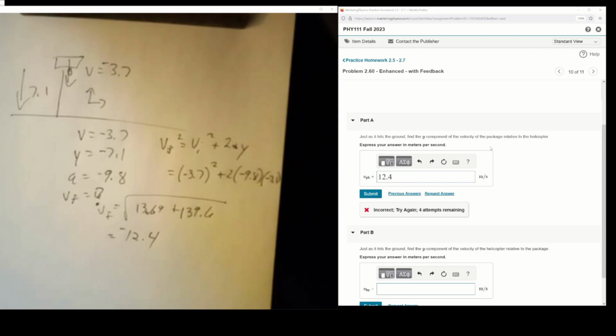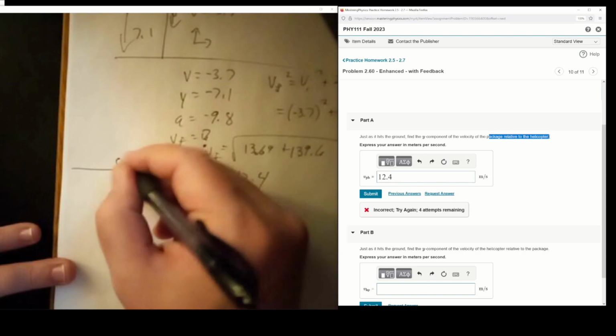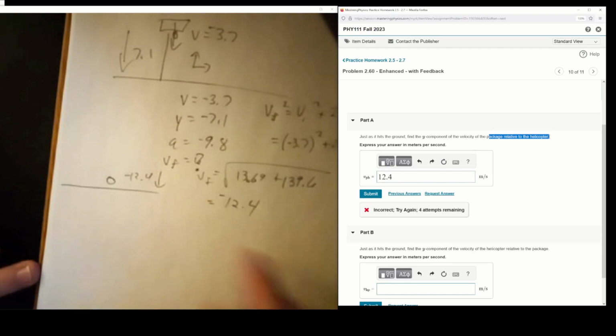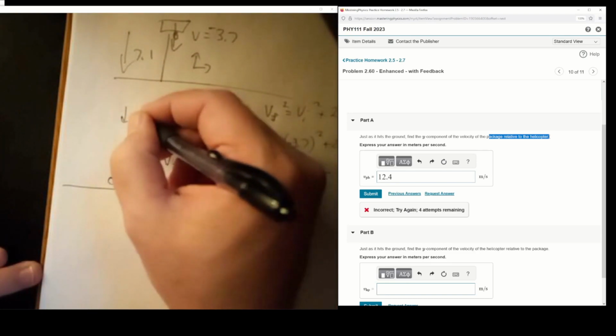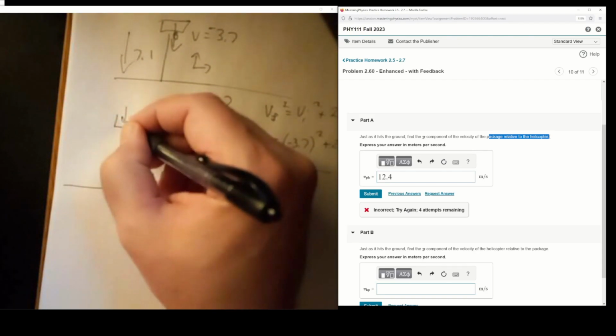All right, so I didn't catch the last wording here. They're being pretty tricky with this one. So this is the velocity relative to the Earth that I'm figuring out here, but it does say relative to the helicopter. So we have our package hitting the ground at minus 12.4, going down as it hits the ground. But the helicopter is also going down at minus 3.7. So we do need to take this difference, or we're going to put the coordinate system on the helicopter now.